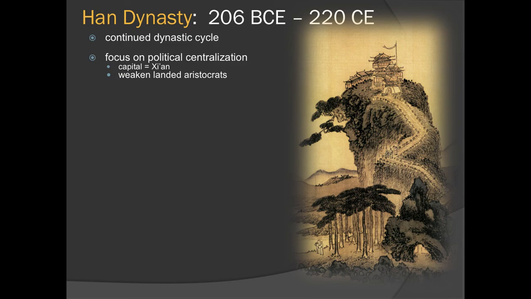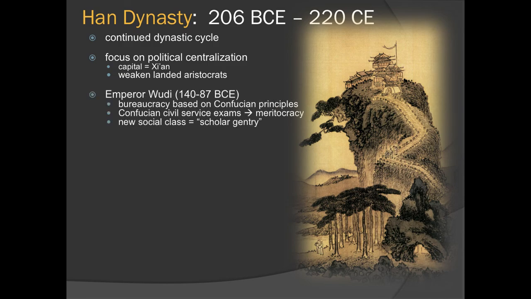What they tried to do was weaken landed aristocrats. So whenever we talk about landed aristocrats, we're talking about nobles, people of noble ancestry who own land. All right. They tended to be the ones who would become the new founders of a new dynasty in that dynastic cycle. So we need to limit their power. So what better way to do that than to create a bureaucracy that isn't based on necessarily noble blood and purely loyalty. And that's going to be established by an emperor named Emperor Wu Di, 140 to 87 BCE, really early here in the Han Dynasty.